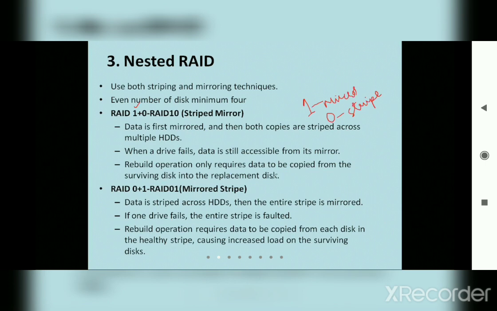The second one is RAID 01. So 0 means what I said, it is a stripe, and then I will copy that one. Here, the entire data you are striping, that means you are dividing the data into chunks, and this same data you are copying. Please remember that you are copying that same data. Let me say it as A, then B, and then C. The same data will be copied as A, B, and C.